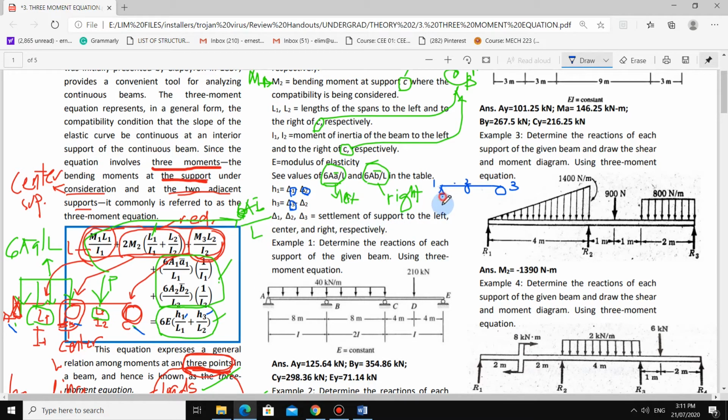Okay, so if support 1 settles, the settlement is delta 1. If support 2 settles, that is delta 2. Then if support 3 settles, that is delta 3. Take note that H1 is equal to delta 1 minus delta 2. Then for H3, that is delta 3 minus delta 2. So delta 1, delta 2, and delta 3 are the settlements of the support to the left, the center, then the right, respectively.